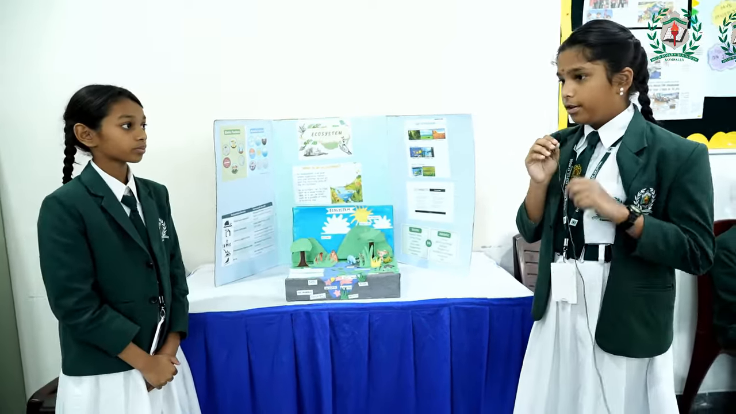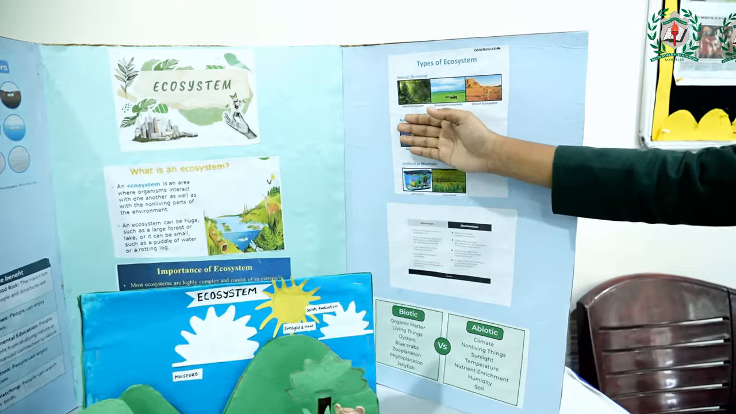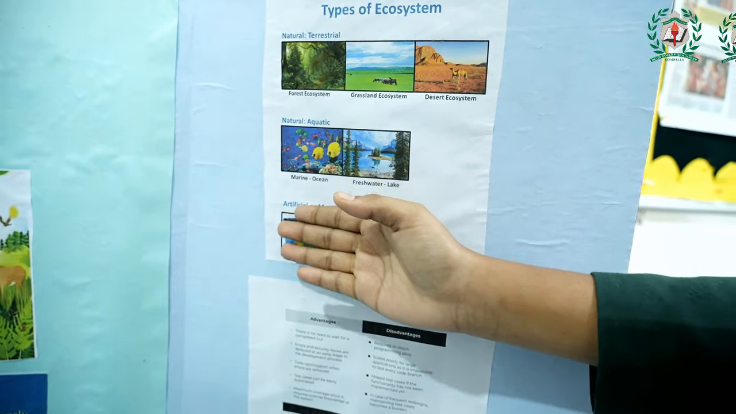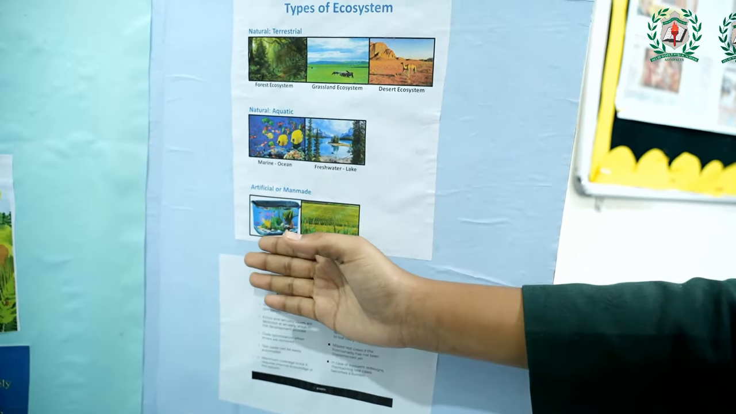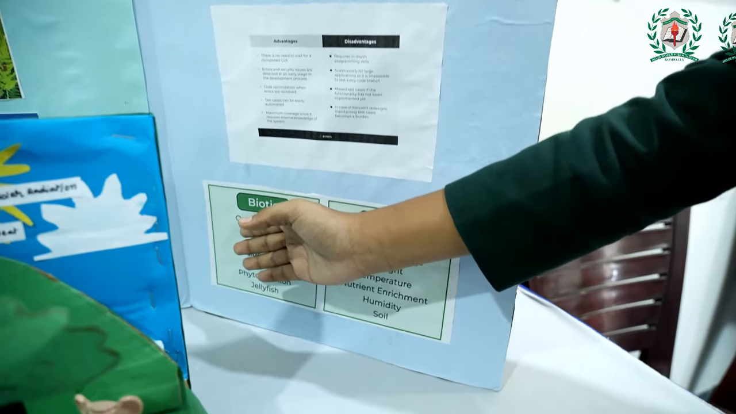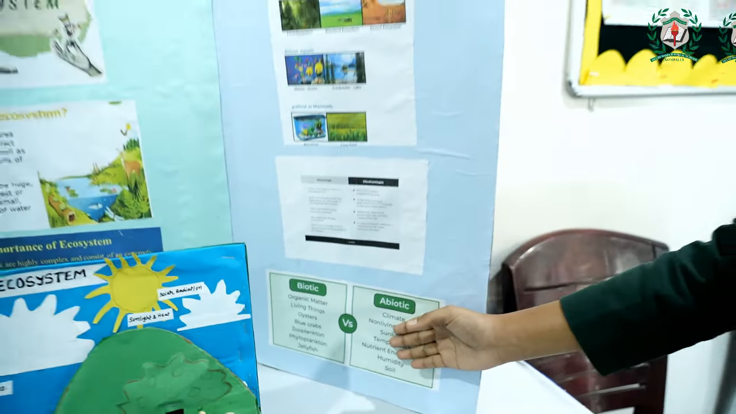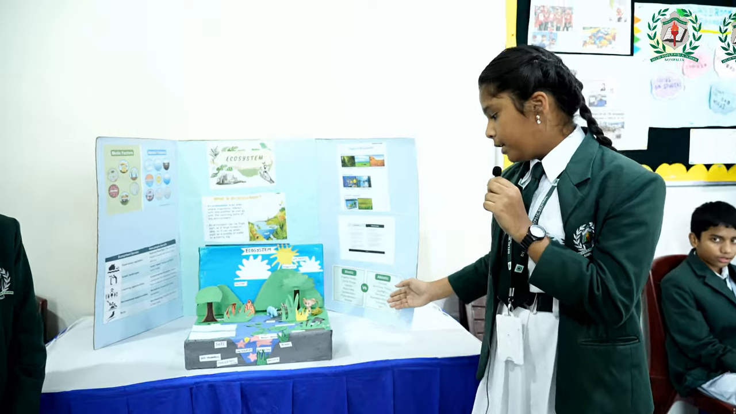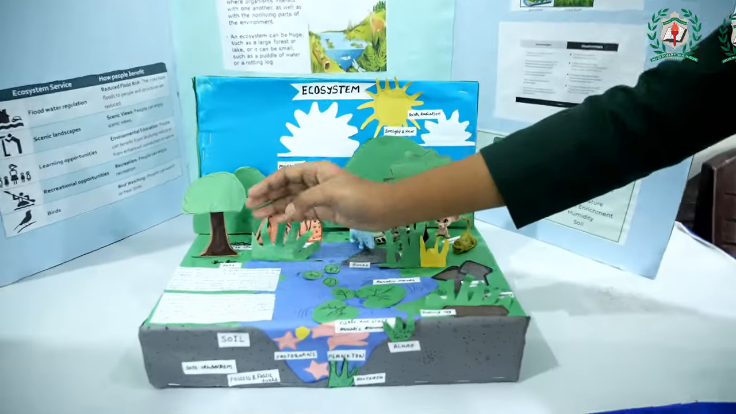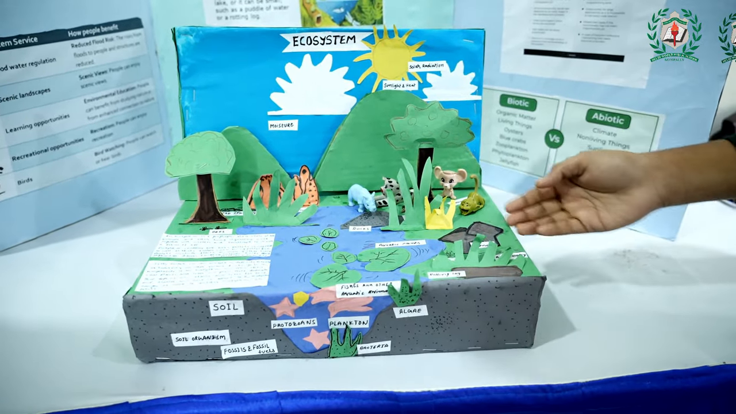We have three types of ecosystems. They are terrestrial, aquatic, and artificial or man-made. In terrestrial, we have forest ecosystems, grassland ecosystems, and desert ecosystems. In aquatic, we have oceans and lakes. In artificial, we have aquarium. In biotic, we have organic matter, living things, oysters, blue crabs, and jellyfish. In abiotic, we have climate, non-living things, sunlight, temperature, and soil. In ecosystems, we have dead organisms, bees, aquatic plants, fungi, animals, and so on.